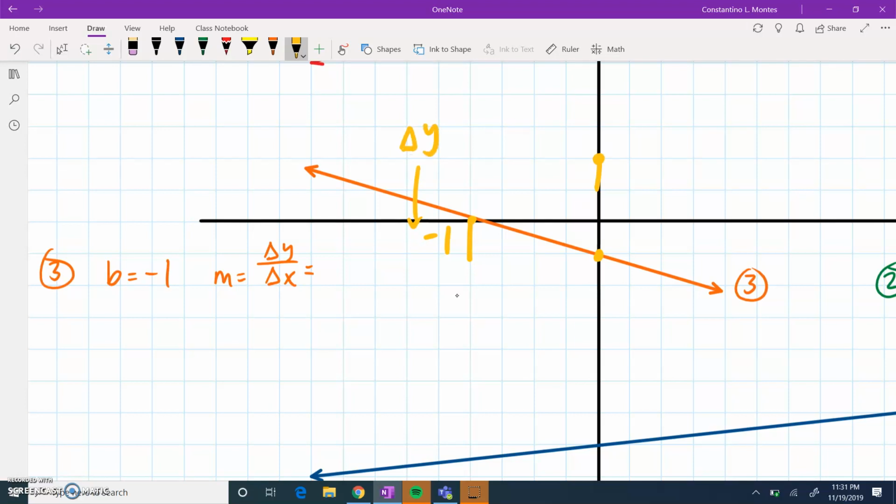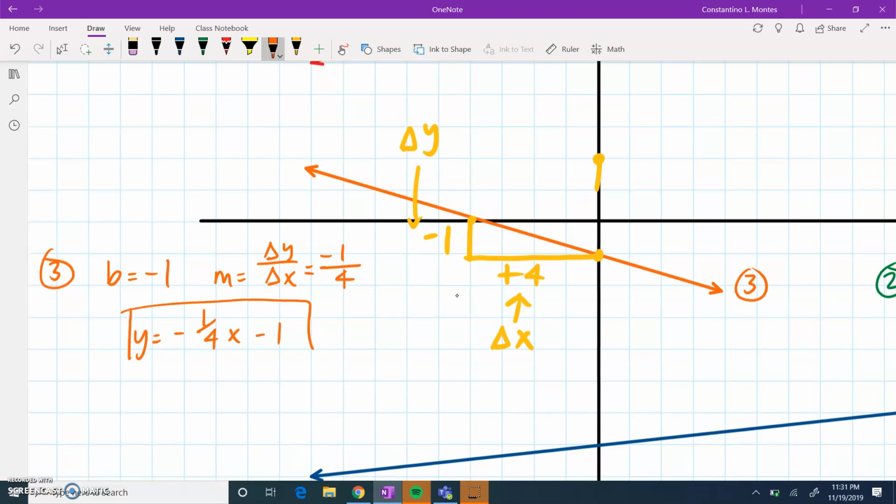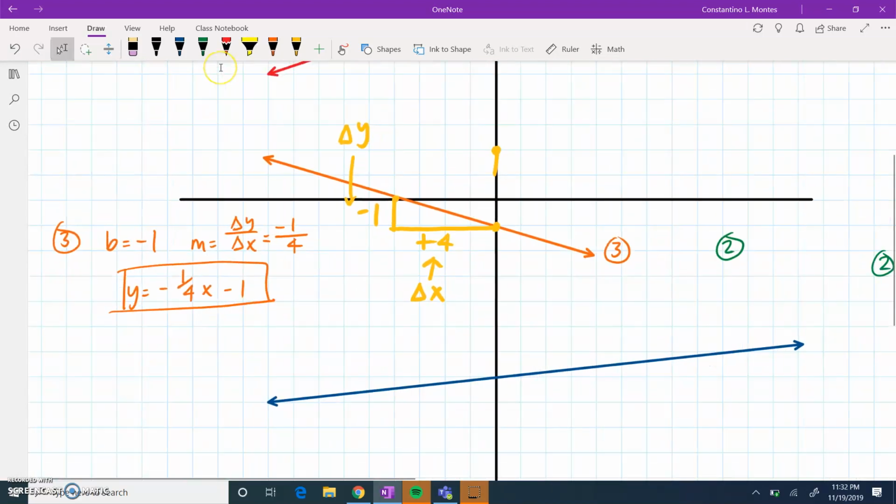And then this right here is going to go over 1, 2, 3, 4. That's +4. We're going to call this our change in x. So my change in y was -1. My change in x is +4. I now have all the pieces I need to be able to write my equation as y equals -1/4 x minus 1. And done.